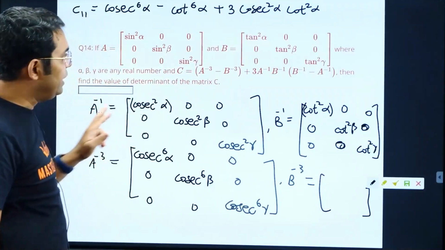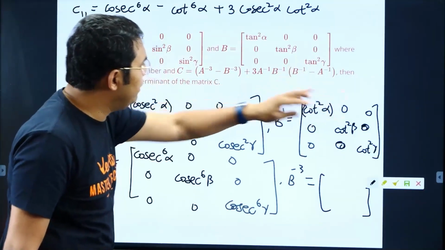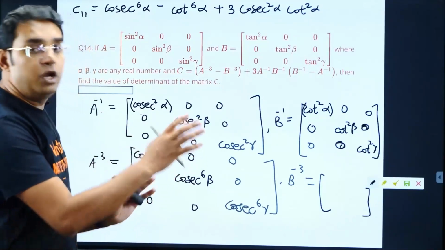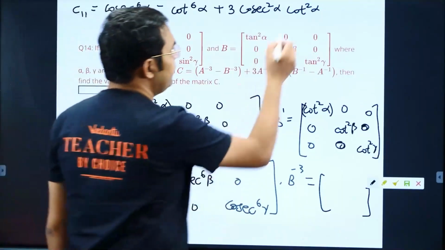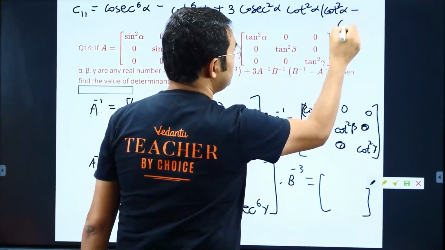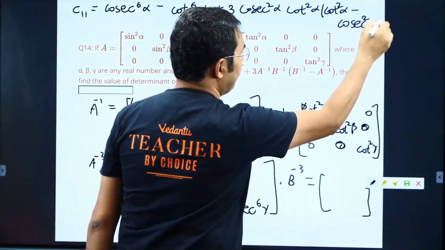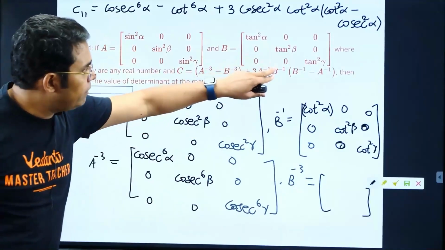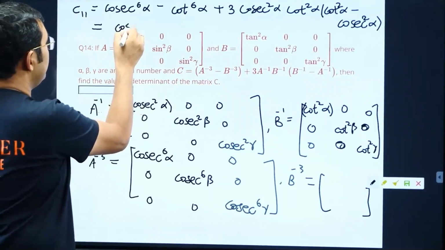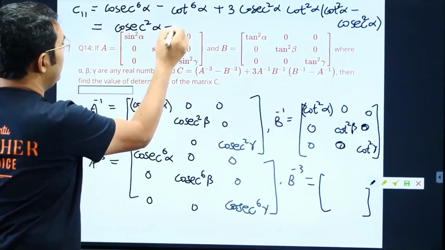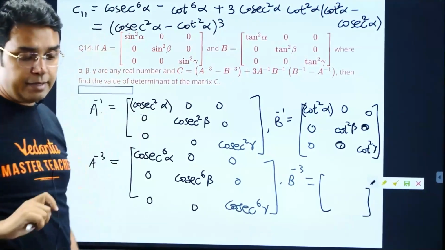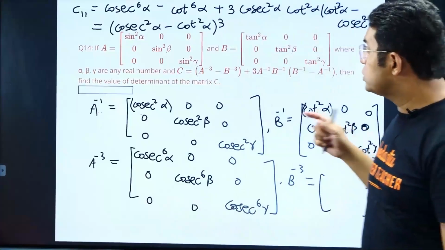And then further, if you multiply B power minus 1 minus A power minus 1 with this, again their 1 elements will get multiplied. There is no need to do the complete multiplication. So B power minus 1 would be cot square alpha minus cosecant square alpha. That is my B power minus 1 minus A power minus 1. Now if you check it, I think it is nothing but cosecant square alpha minus cot square alpha whole cube. You can check.